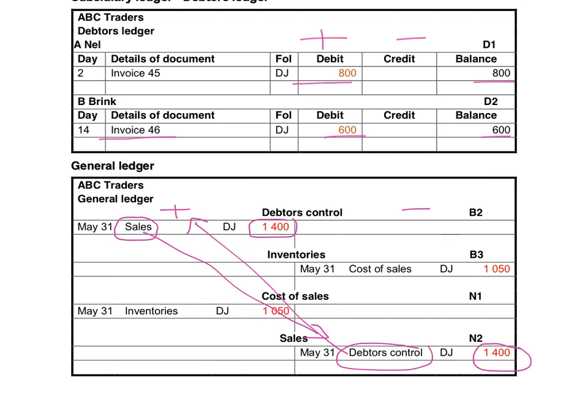For the cost of sales of 1,050, I will show that my assets decrease because now I've got less inventory because I sold some inventory. I will show that this double entry will be in the cost of sales account, and I will debit cost of sales because that's an expense, and expenses increase on the debit side and decrease on the credit side.